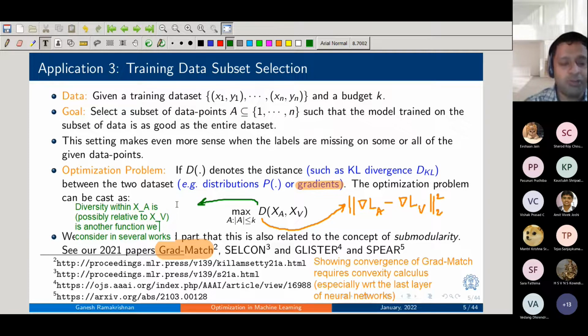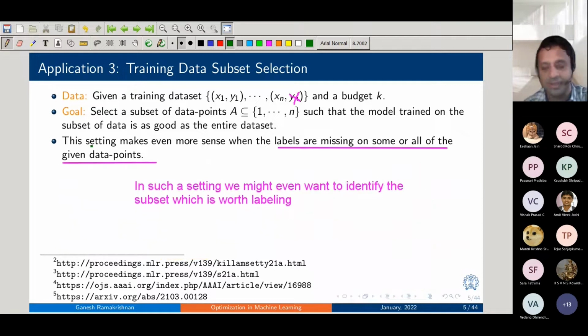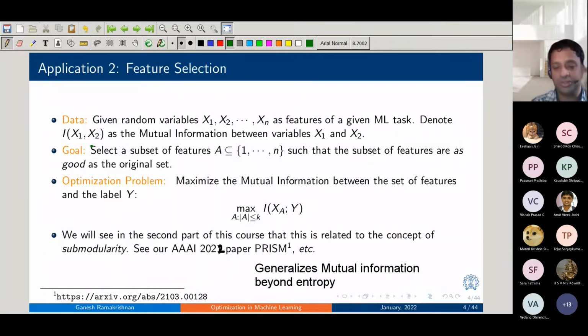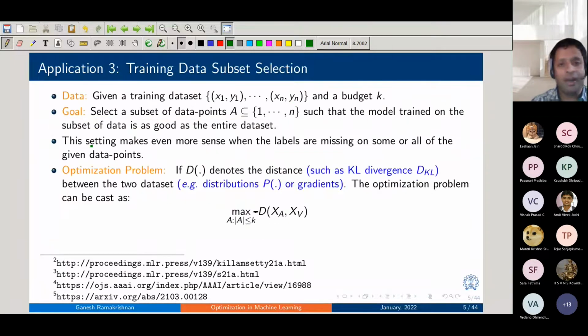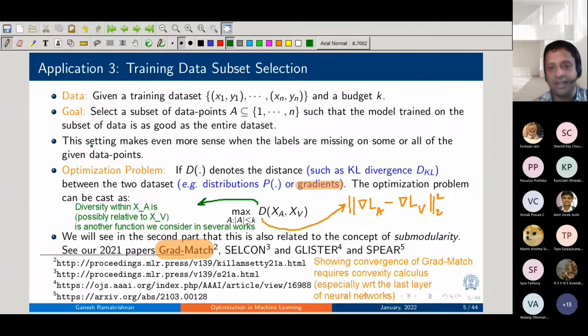Exactly. This is exactly what we do in our submodular mutual information functions I mentioned on the previous page, where you generalize mutual information beyond entropy. But even in this setting, you can directly look at the diversity of the data subset, possibly with respect to XV. All this is covered in the papers I'm referring to. It's a very good suggestion, and there's a lot that can be done. I encourage you to read our papers and take up some of these follow-ups as projects.